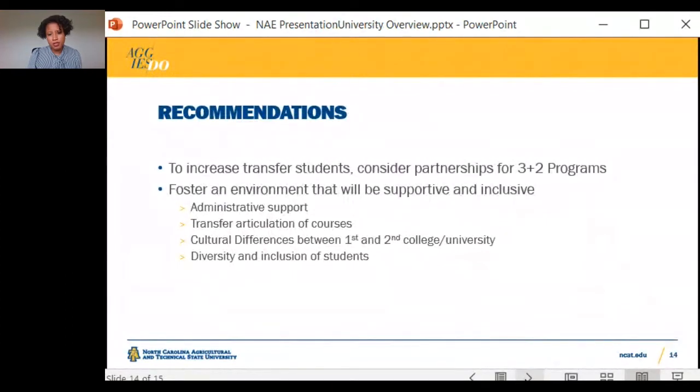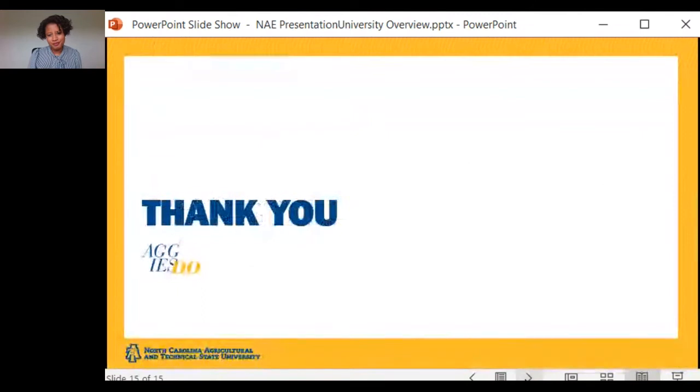So when looking at 3+2 programs for a university, of course, the goal is to increase the number of students that are present by having a pipeline between two universities. However, it is really important to make sure that you have a supportive and inclusive environment where the administrative supports are in place, your transfer articulation of courses are clear, the cultural differences between the first and the second college and university are clearly understood and addressed to ease with the diversity and inclusion of your students. Thank you.